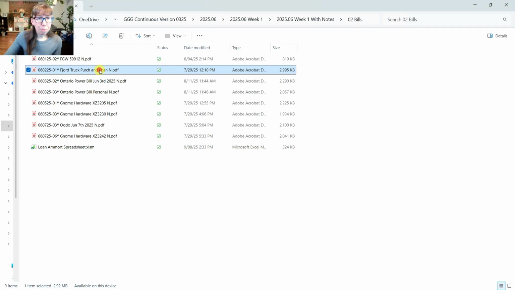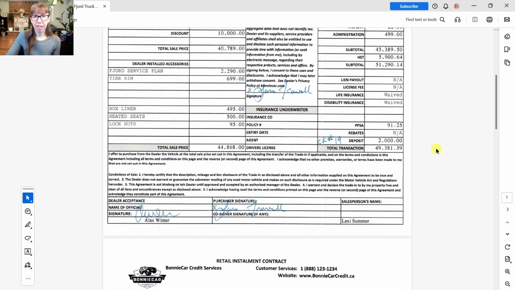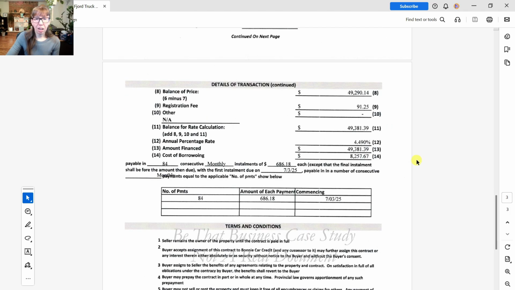So let's pull up the purchase. And here is where we'll find the loan agreement as well for this Fjord truck. And we can see that the first of the monthly payments is due on July 3rd for $686.18. Now, it does not show the amortization. That is, it doesn't show the portion of each payment's principal and interest on this agreement. Some do, not very many.